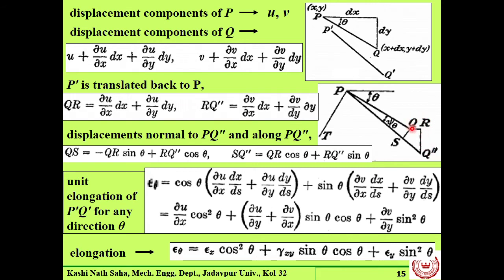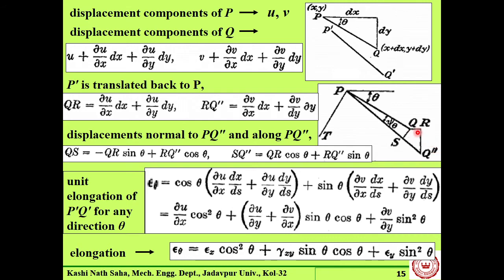In addition, we have dropped a perpendicular from Q on this line P Q double prime. Actually, this point P is a triple point. This is point P, this is point P prime, as well as this is point P double prime. So from point Q, the perpendicular on line P Q double prime, that is S, foot of the perpendicular is S. QS is perpendicular on P Q double prime. Okay, this is our construction.